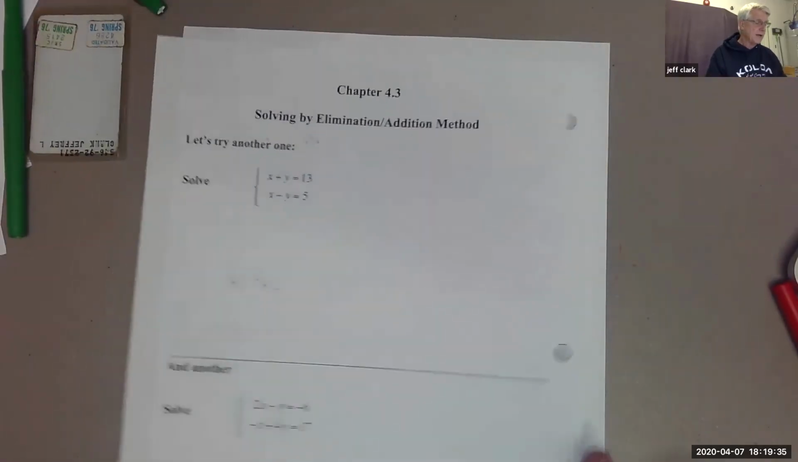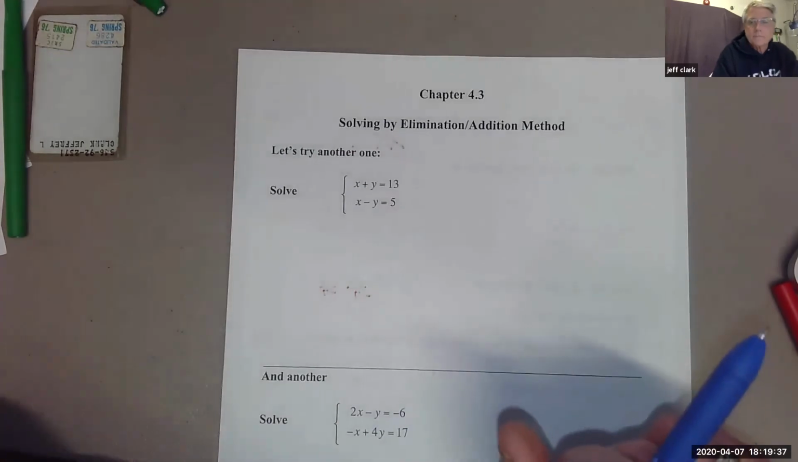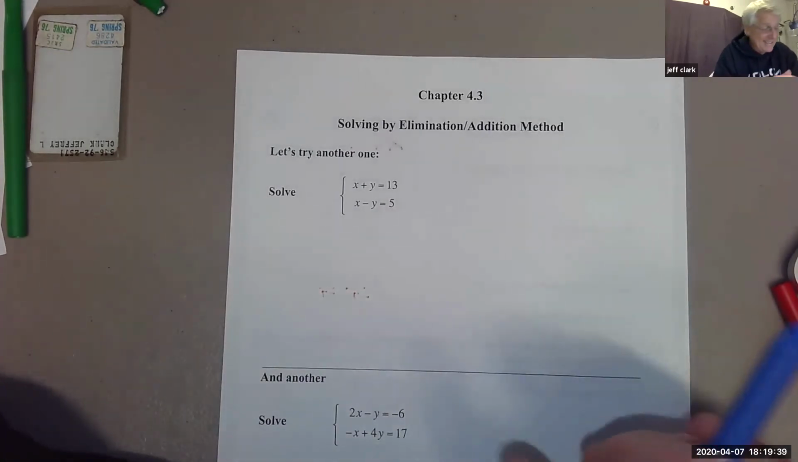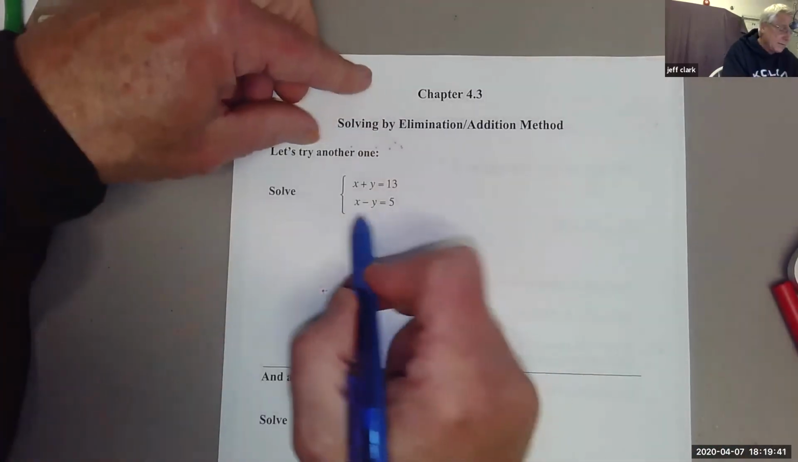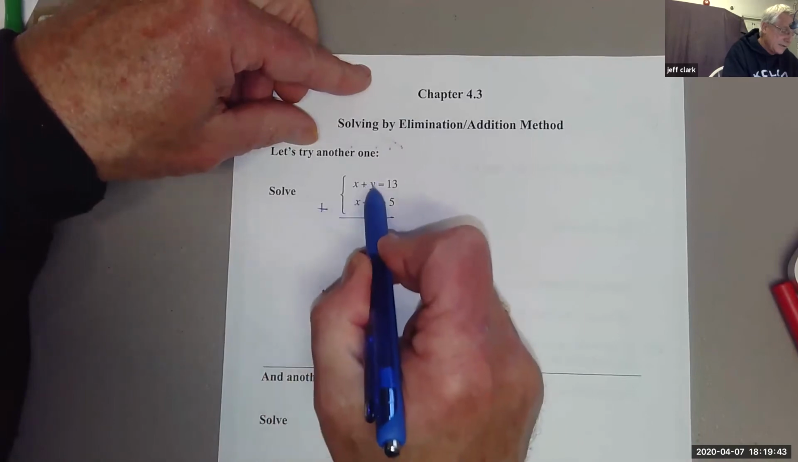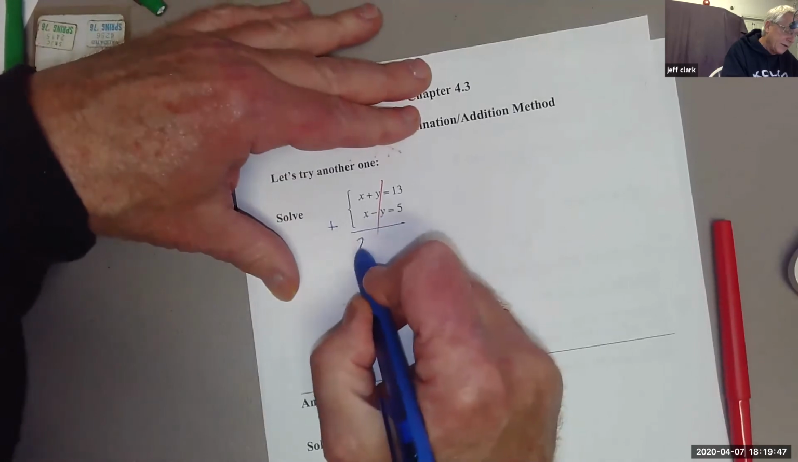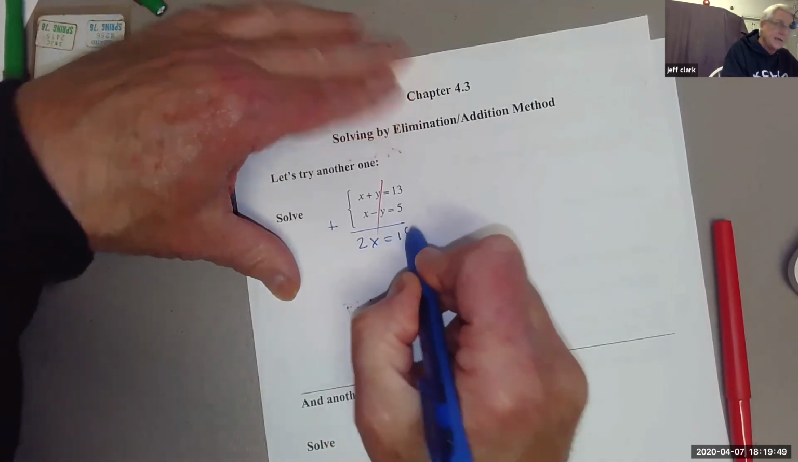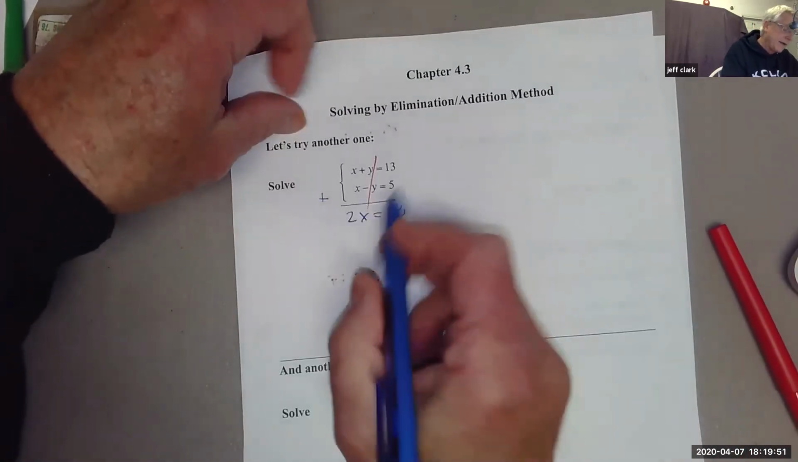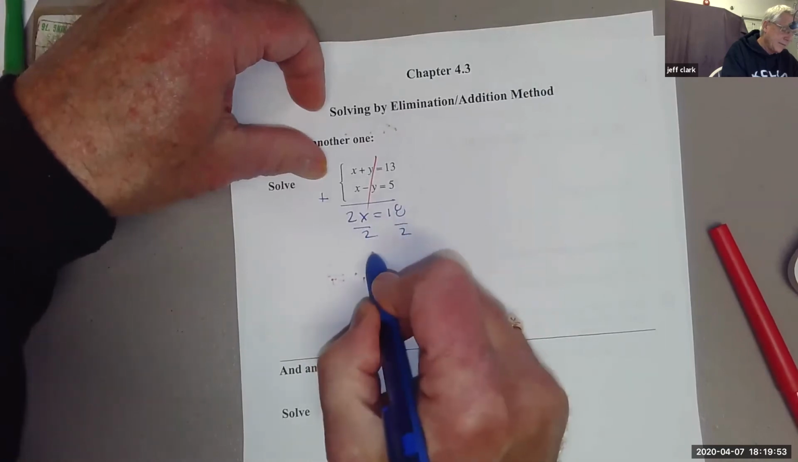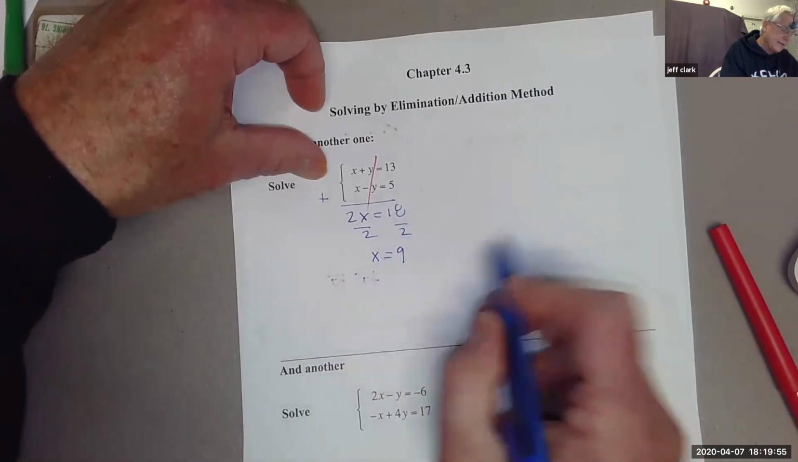Okay, let's try another. This one's not so bad. See that? If I just add straight down, the y's will go away again. And I'm left with 2x equals 18. Divide by 2. X equals 9.